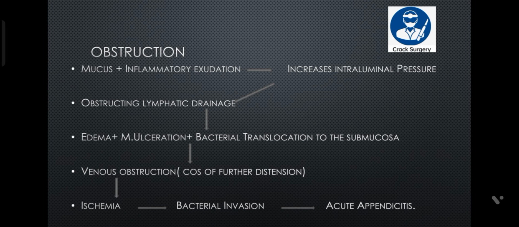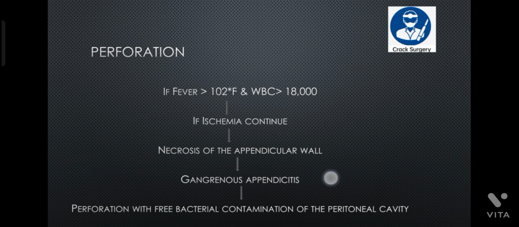causing further distension of the appendix, which can lead to ischemia of the appendix, then bacterial invasion and acute appendicitis occur. Perforation: if the fever is more than 102 Fahrenheit and WBC raised more than 18,000, if ischemia continues, necrosis of the appendicular wall happens and gangrenous appendicitis appears. Perforation with free bacterial contamination of the peritoneal cavity.